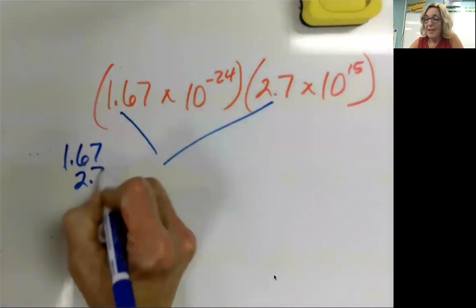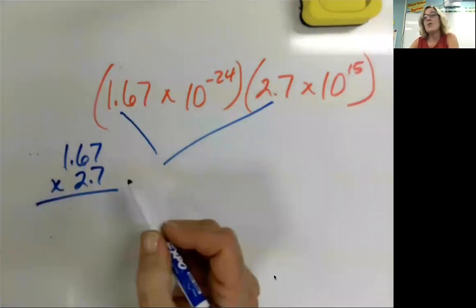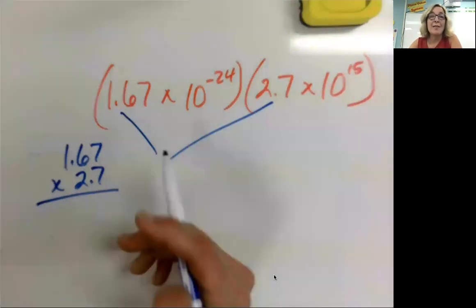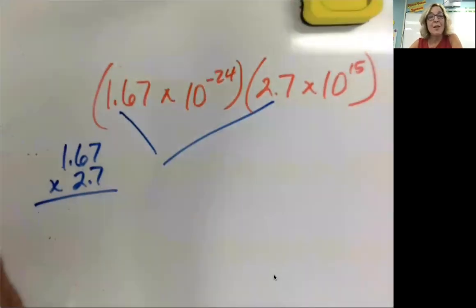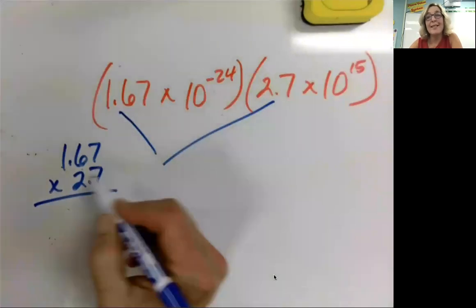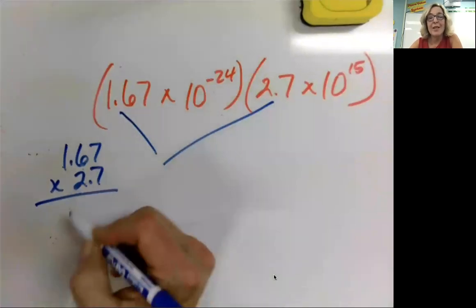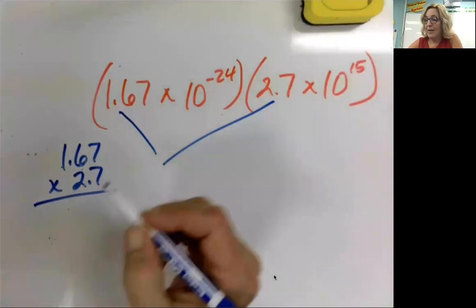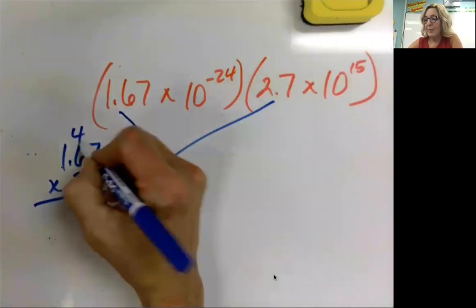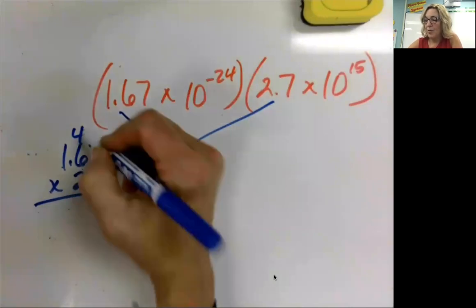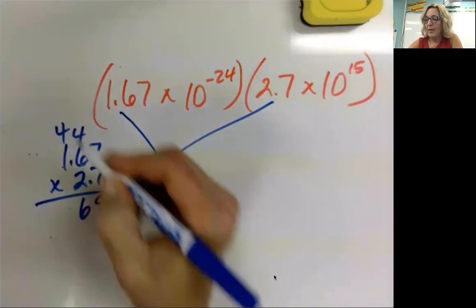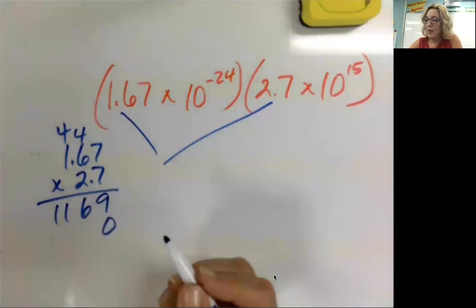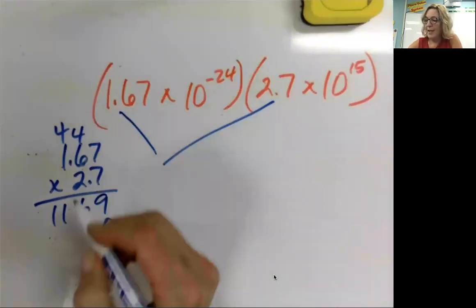Remember, when we multiply decimals, we move all the digits to the right together, and we're just going to multiply, and then we're going to count the decimal places and place the decimal where it goes. So we're going to ignore the decimals to begin with. So 7 times 7 is 49, 6 times 7 is 42, plus 4 is 46. 1 times 7 plus 4 is 11. I'm going to put a 0 down here, placeholder. 2 times 7 is 14.